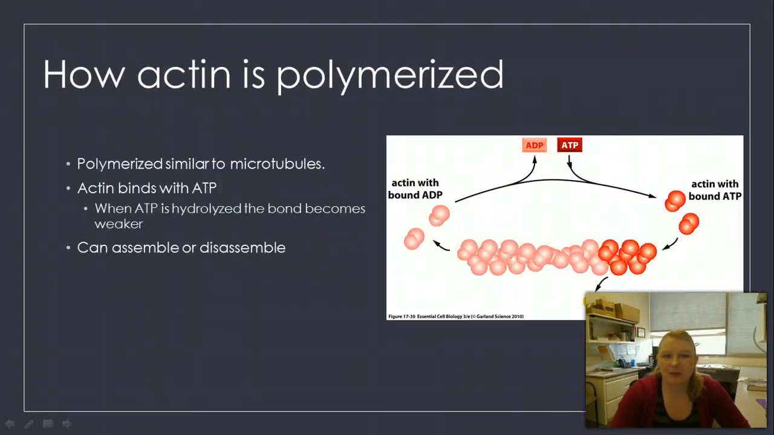So here's how actin is polymerized, and it's very similar to how we did microtubules, where the monomers are bound with ATP in this case, and we talked about GTP being used for the microtubules. The actin molecule with the ATP is going to bind, and this creates that actin filament. As that ATP is hydrolyzed, the bond between the actin molecules becomes weaker, and then it disassembles, and the ADP is released. Then when ATP rejoins, it joins the actin again. This allows for that polymerization, so it assembles and disassembles very similarly to the microtubule.